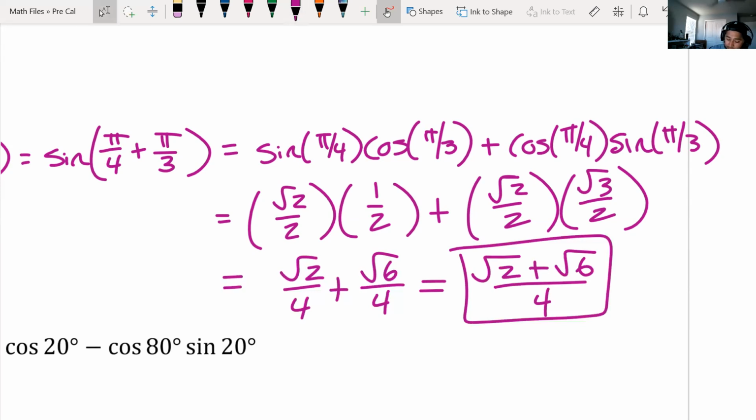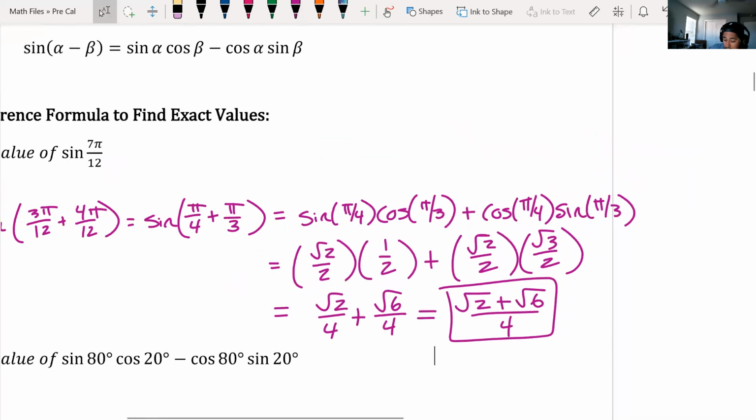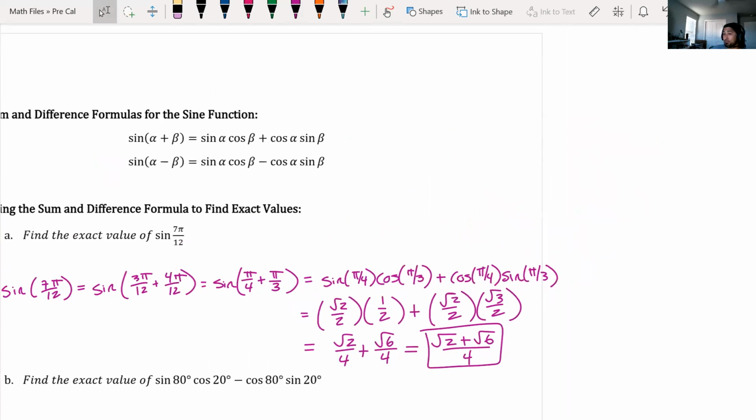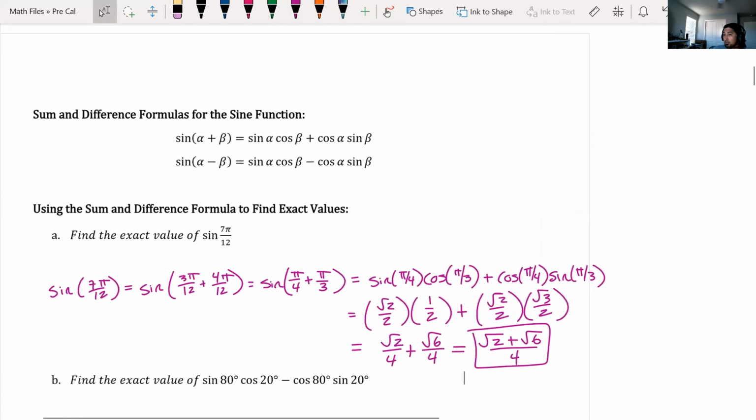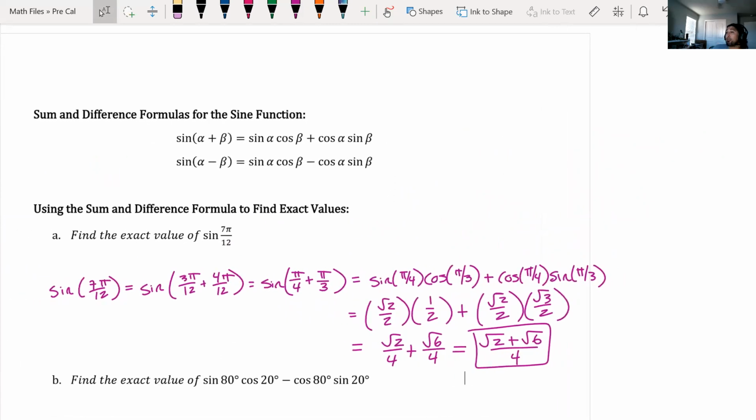Okay. So same process, different formula. And now if you didn't know, you can reverse engineer these properties. So you can work them backwards. All right. So that's what we're going to do in the next one.